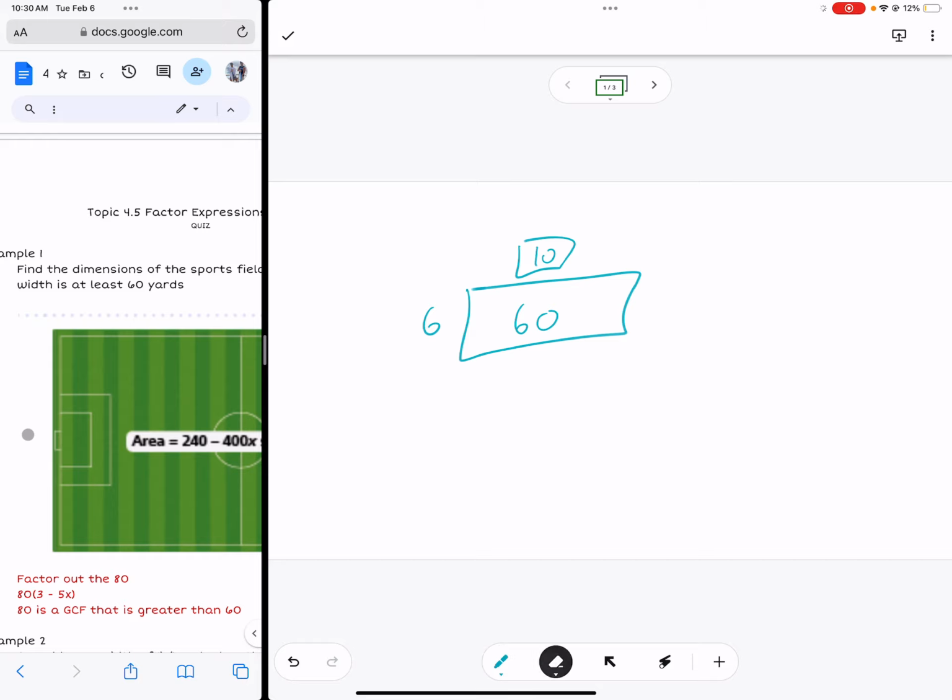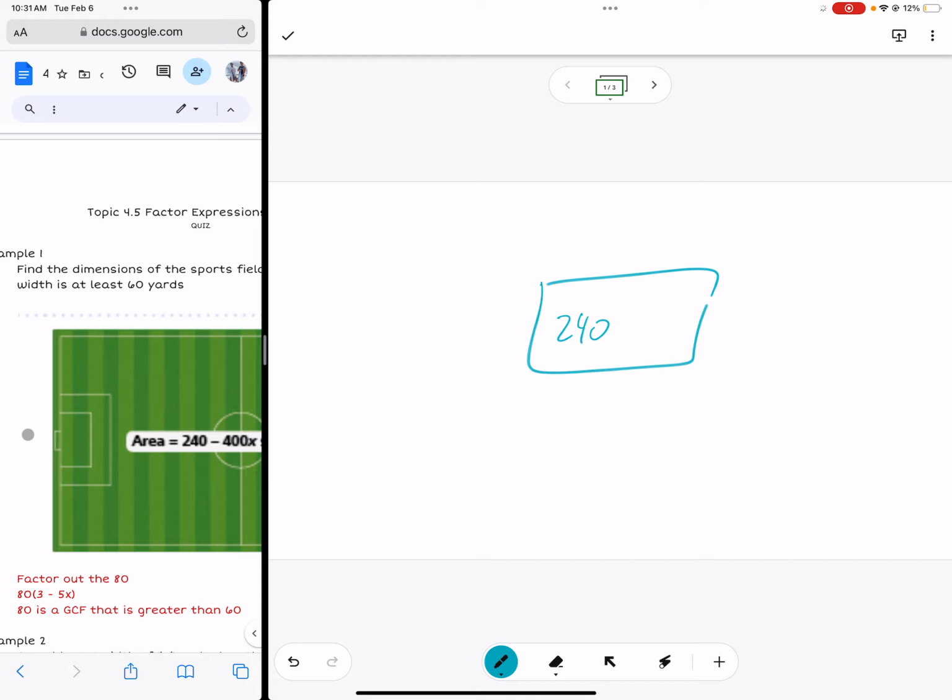So what we also have to be able to do is, what if our area, just like our problem, is an expression, right? Well, then I'm just going to go ahead and divide each by 80. So this side is 80. And then whatever I factor ends up being 3 minus 5x.